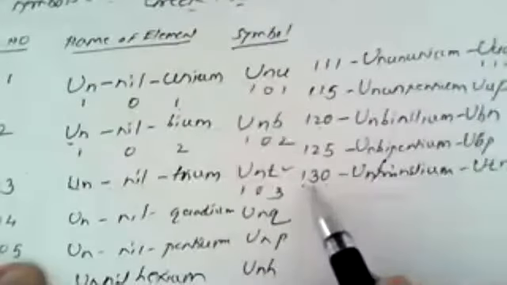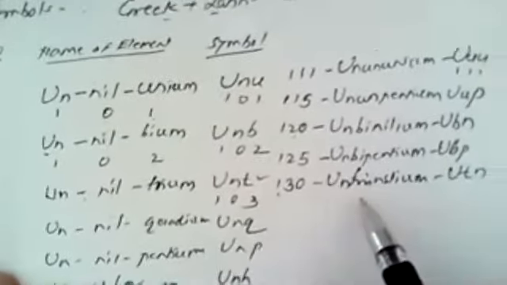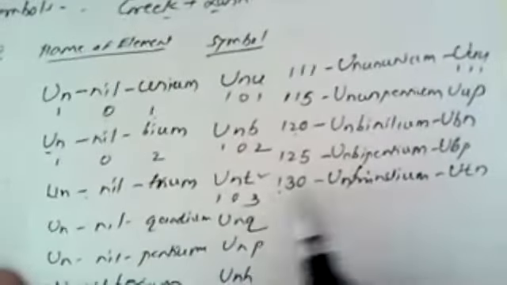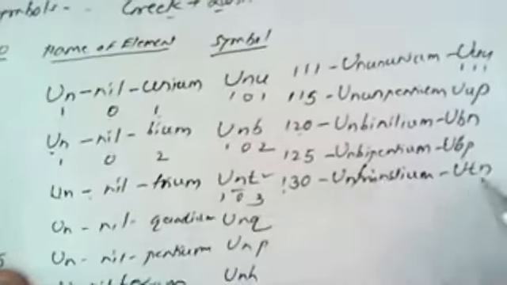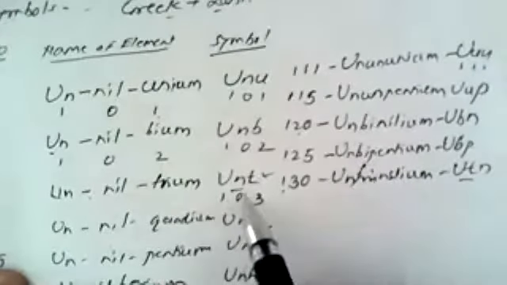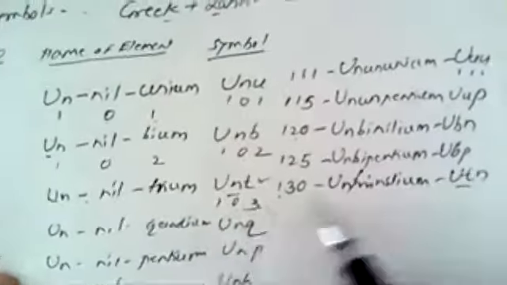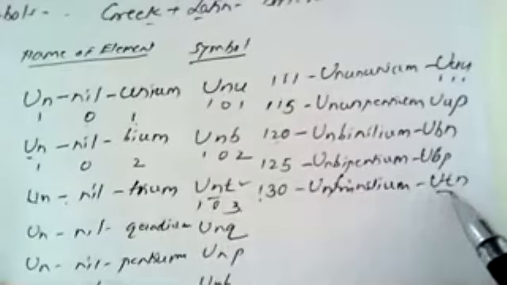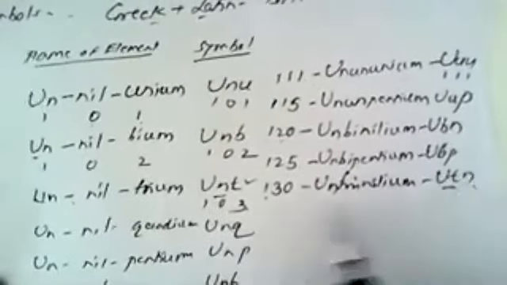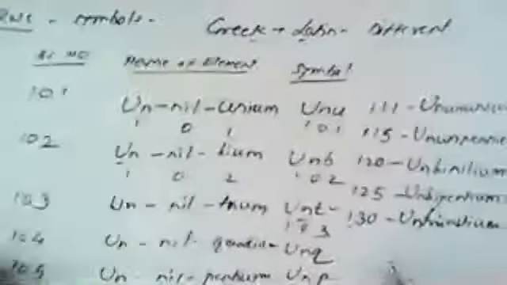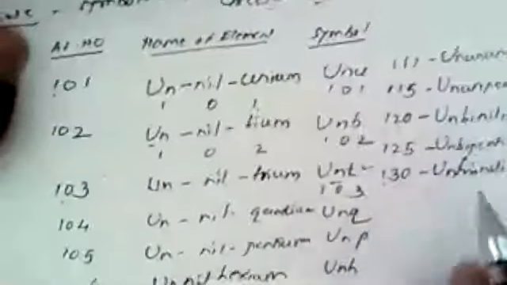And for atomic number 130, it becomes untrinilium. So again, there is a relevance between the symbols UNT, unniltrium, and here untrinilium, UTN and UNT. Don't make confusion between these two names and their symbols.